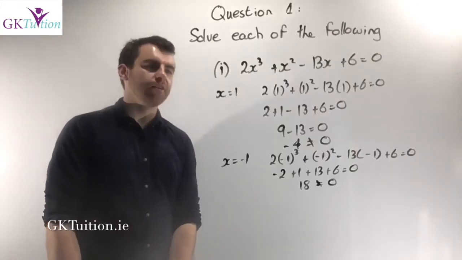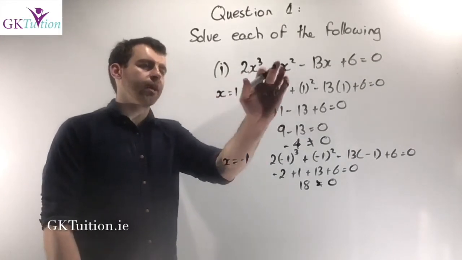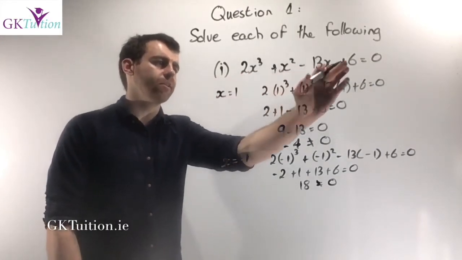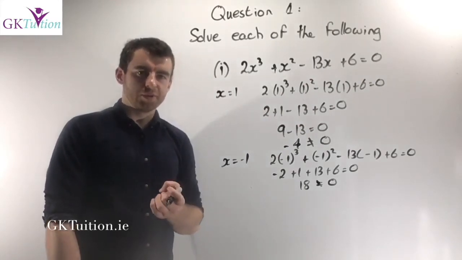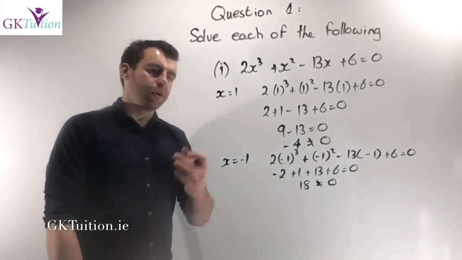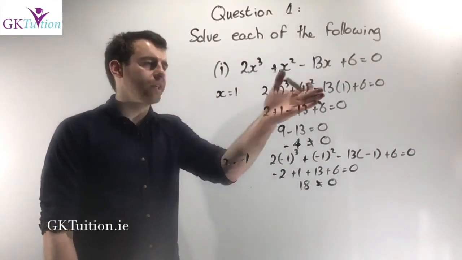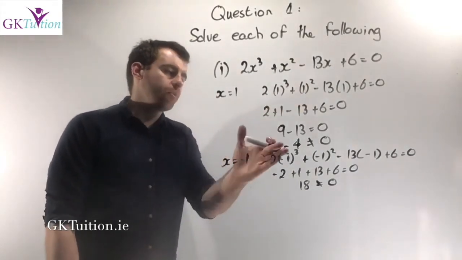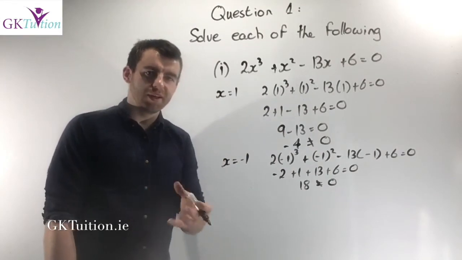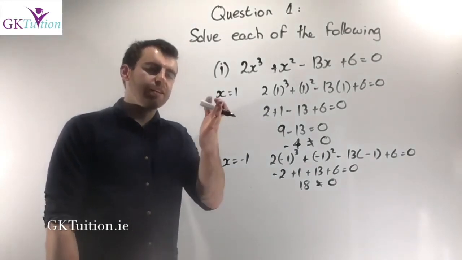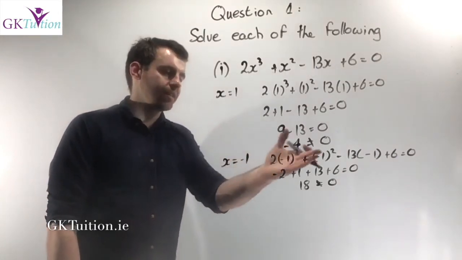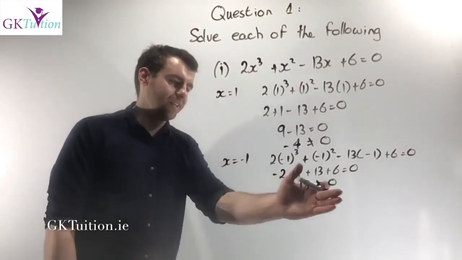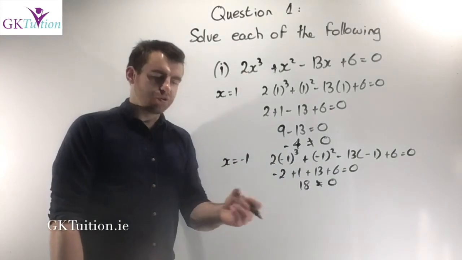The first question here, I asked you to solve the cubic 2x cubed plus x squared minus 13x plus 6 equals 0. In order to find the first root, you need to use trial and error. So I started with x equals 1, I subbed in x equals 1, and I ended up with minus 4 is equal to 0, which clearly isn't true. So if x equals 1 doesn't work, you'll then try x equals minus 1. When I subbed in x equals minus 1, I ended up with 18 equals 0, which obviously isn't true either.